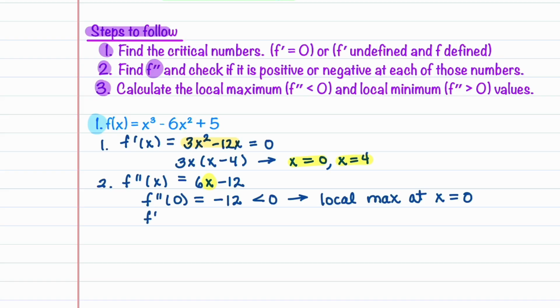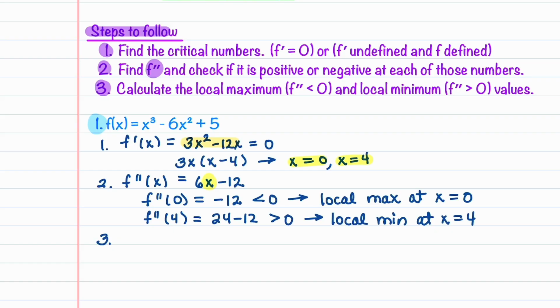Now let's find f double prime at 4. This is 6 times 4, so this is 24 minus 12. That is greater than 0. The value doesn't matter. We're just checking if it's positive or negative. If it's greater than 0, that tells us that we're going to have a local min at x is equal to 4. Now, in step 3, we actually have to find out what the minimum and maximum values are.